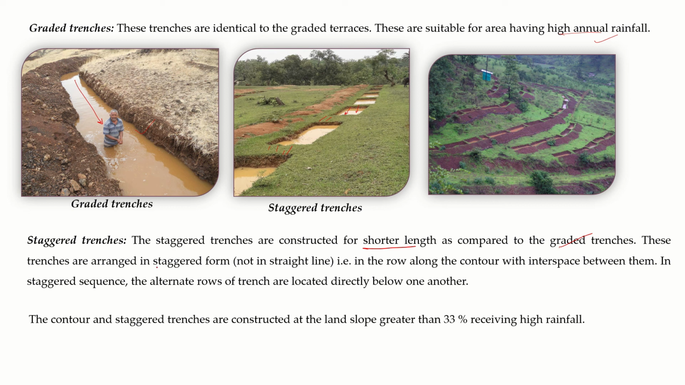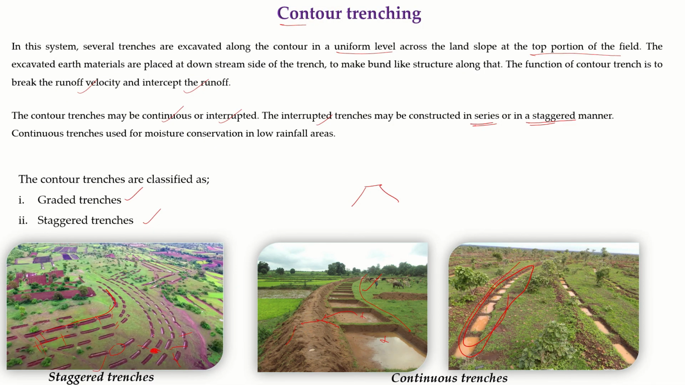These trenches are arranged in staggered form, meaning not in a straight line. Suppose this is one row and another may start from here. Here another trench, and here another trench, in the row along the contour with interspace between them. Now in the staggered sequence, alternate rows of the trenches are located directly below one another.